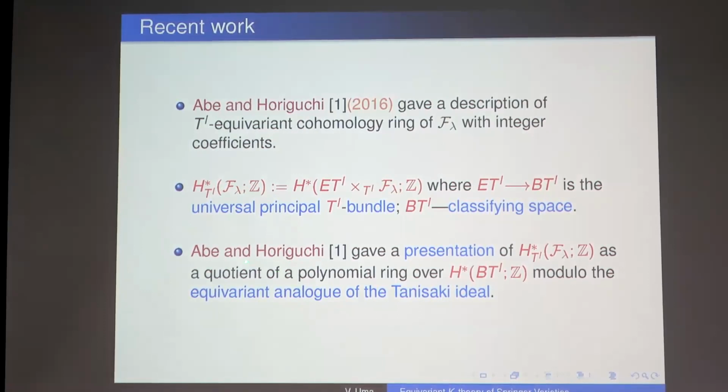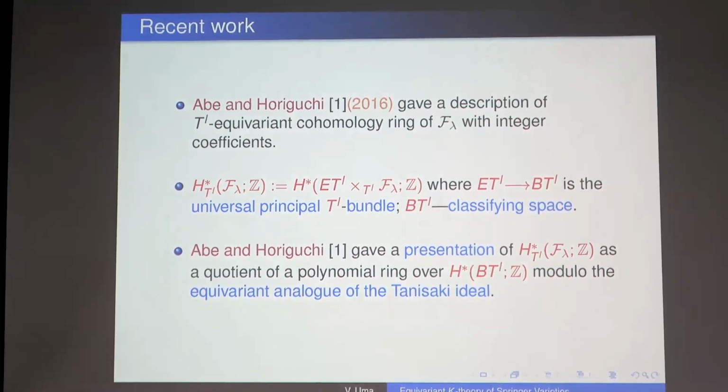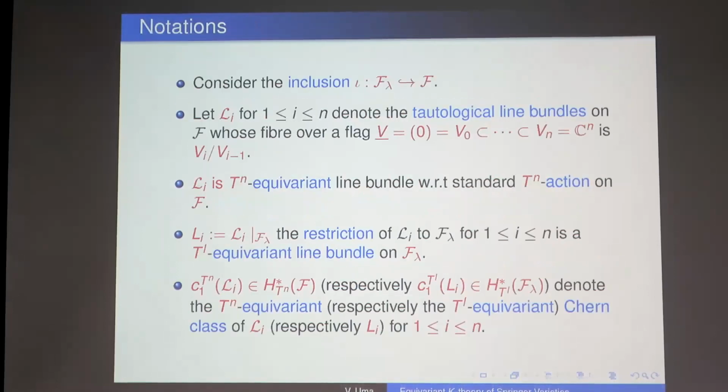And so more precisely, they gave a presentation for this as a quotient of a polynomial algebra over this H star of BTL with Z coefficients. So this is the cohomology ring of the classifying space, which is well understood. So modulo the ideal of relations, which is an equivariant analog of Tanisaki's ideal. So we will fix some more notation before we first state Abe-Horiguchi's theorem.